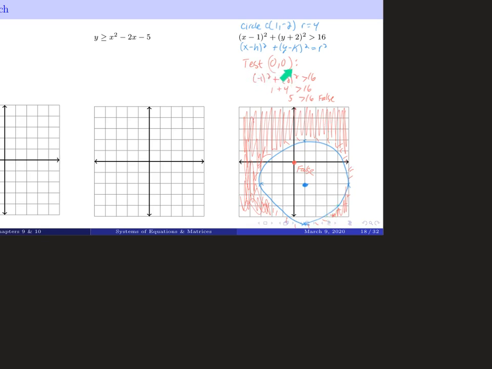Same process, test (0, 0). When I plug in (0, 0), I get negative 1 squared, 2 squared, and 16. Is 5 greater than 16? That's false. So (0, 0), plotted right here, is false. I'm going to go to the line and shade the other side. So outside of the circle is all of this area here.